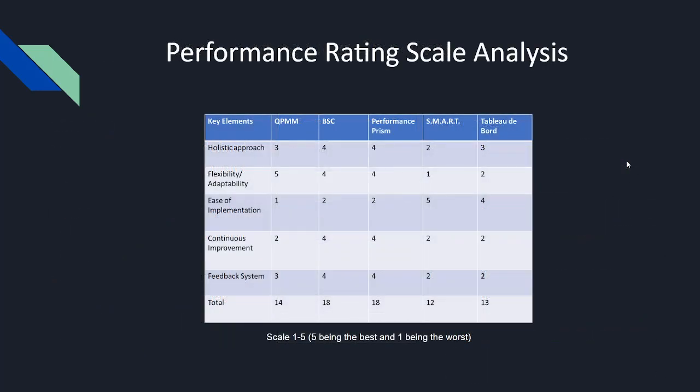Finally, we have our performance rating scale. This is all of those scales mixed together so you can see an overall view of how they looked. As you can see, we have the BSC or the balanced scorecard and the performance prism scoring the exact same scores, 18 and 18 overall. And then we mentioned that SMART is a 12, and then Tableau de Bord 13, and our quantum performance model a 14. I'll let y'all look at this for just a couple seconds, and I'll move on.